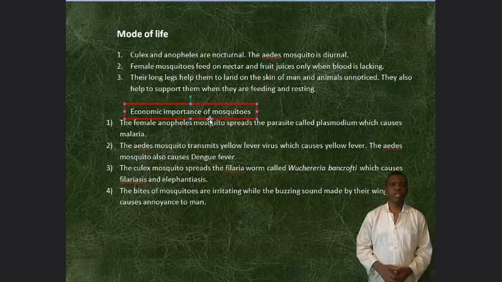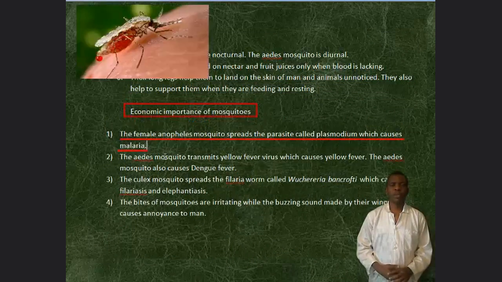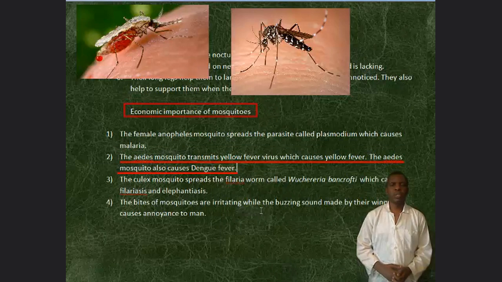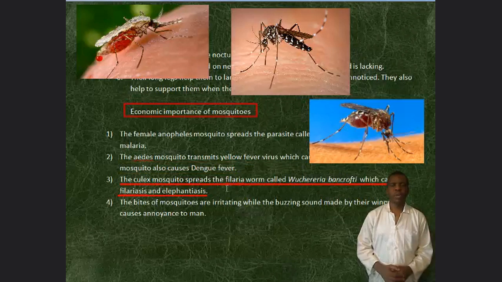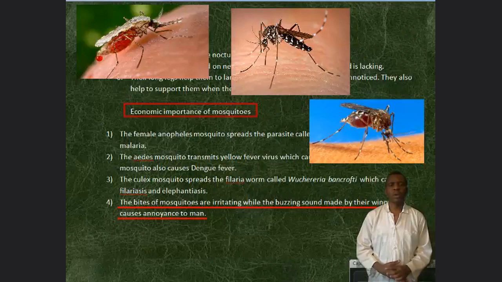Economic importance of mosquitoes. The female Anopheles mosquito spreads the parasite called Plasmodium, which causes malaria. The Aedes mosquito transmits the yellow fever virus, which causes yellow fever. The Aedes mosquito also causes dengue fever. The Culex mosquito spreads the filaria worm called Wuchereria bancrofti, which causes filariasis and elephantiasis. The bites of mosquitoes are irritating, while the buzzing sounds made by their wings cause annoyance to man.